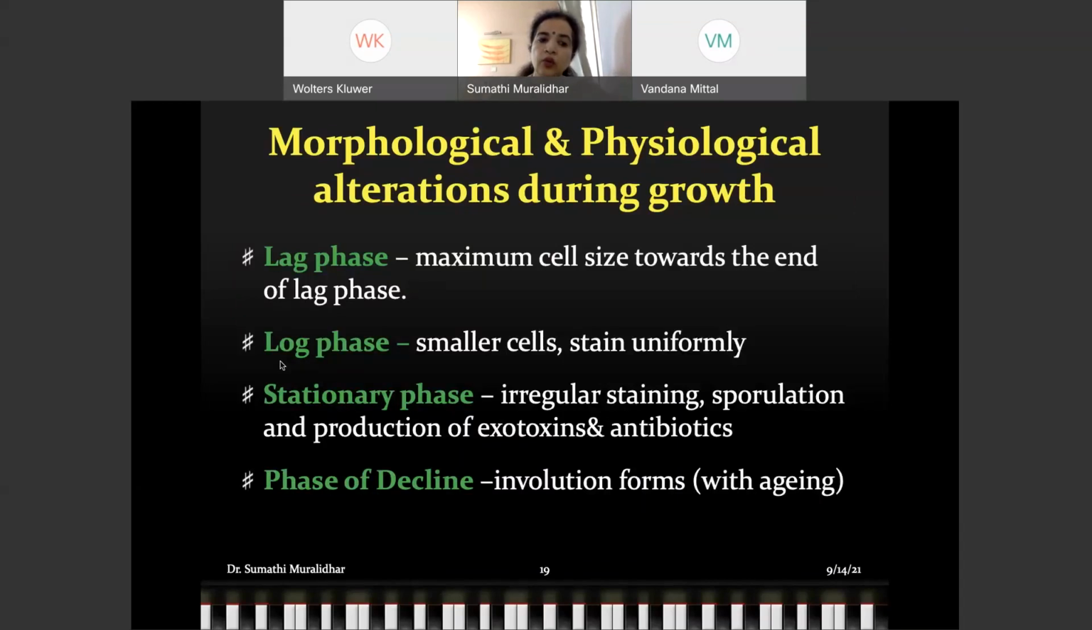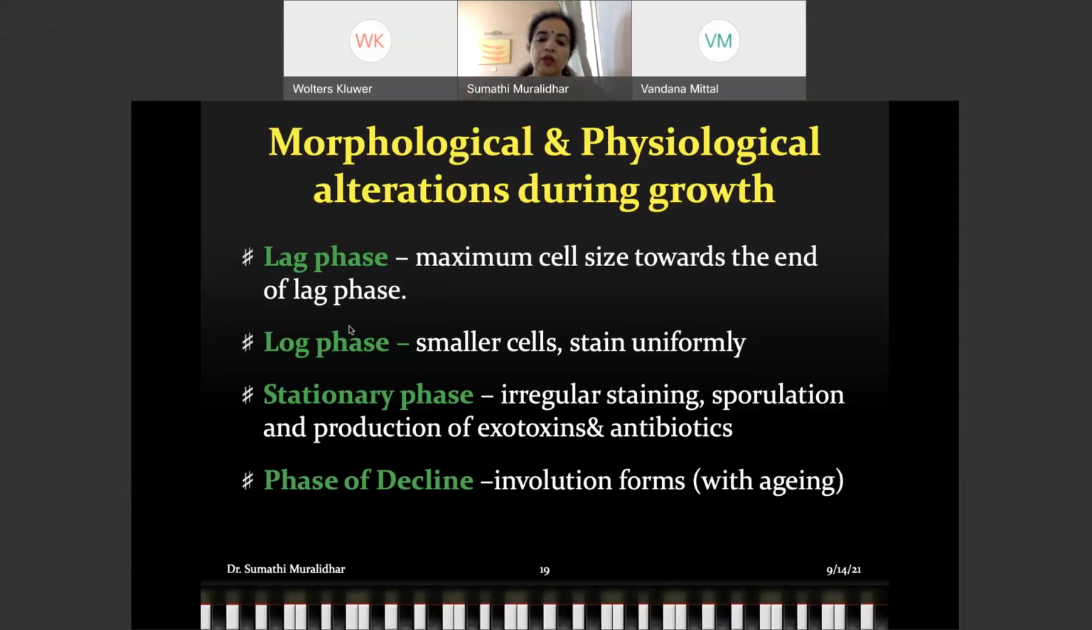So I told you during the lag phase, the bacteria is growing slowly and it's increasing in size, but not increasing in number yet. In the log phase, the cells may be smaller because they are multiplying very fast. So they may be smaller, but they stain uniformly during this phase, and the numbers are increasing exponentially. Then during the stationary phase, there is irregular staining. So when you do a gram staining in your practical classes, if you are doing it in the log phase, the staining will be very uniform and beautiful.